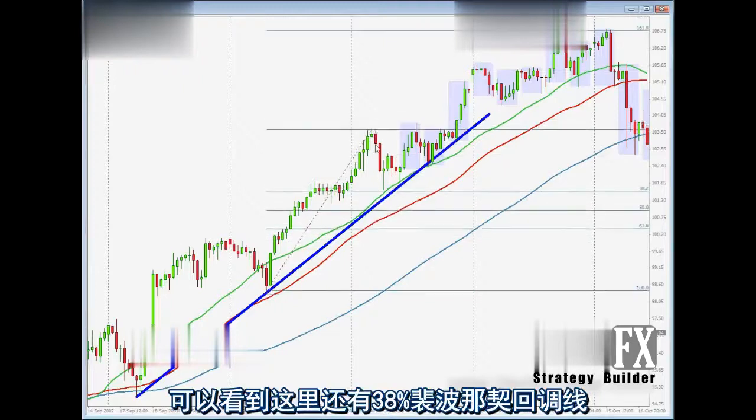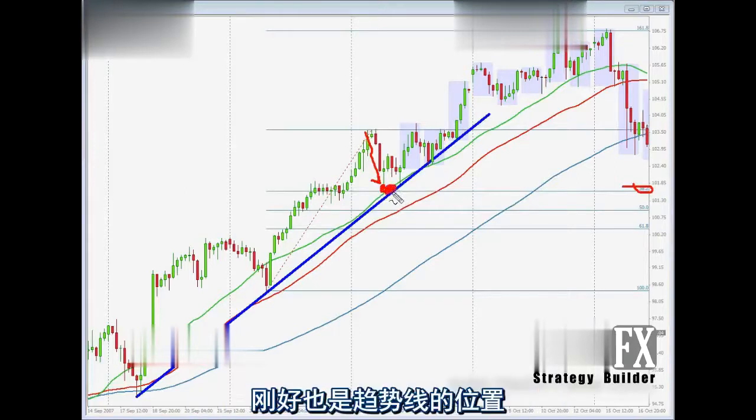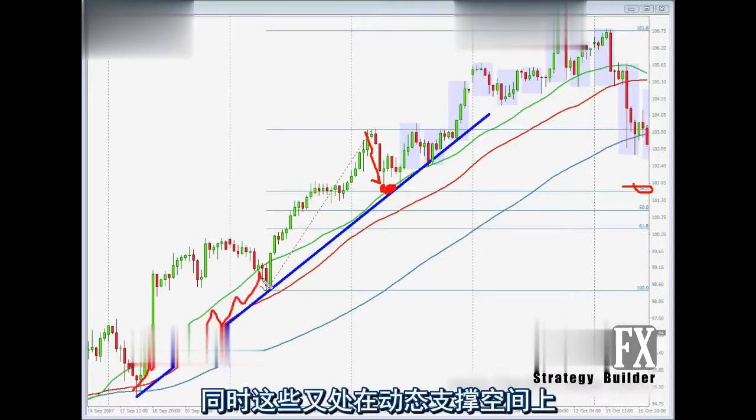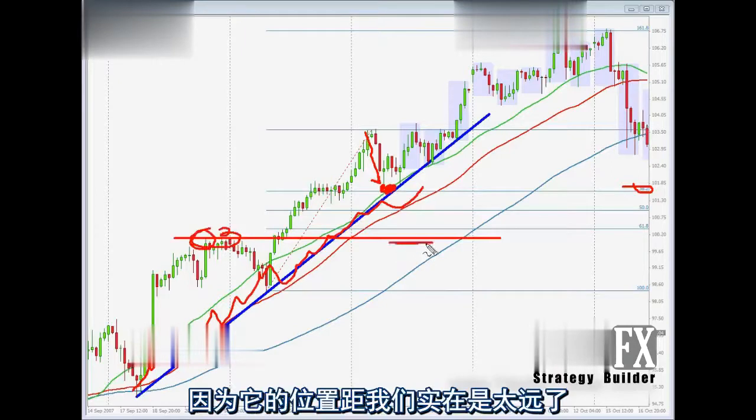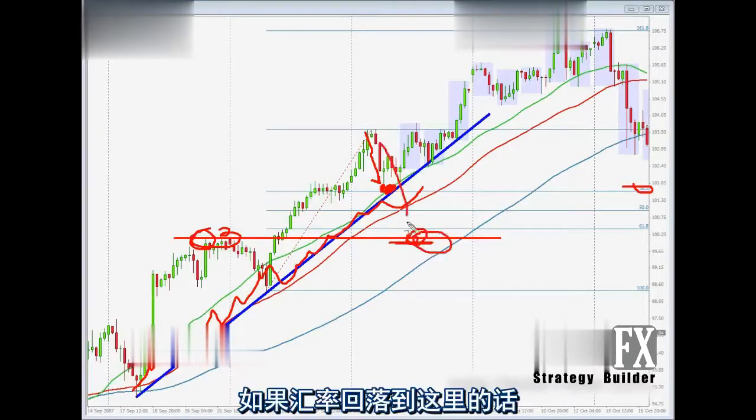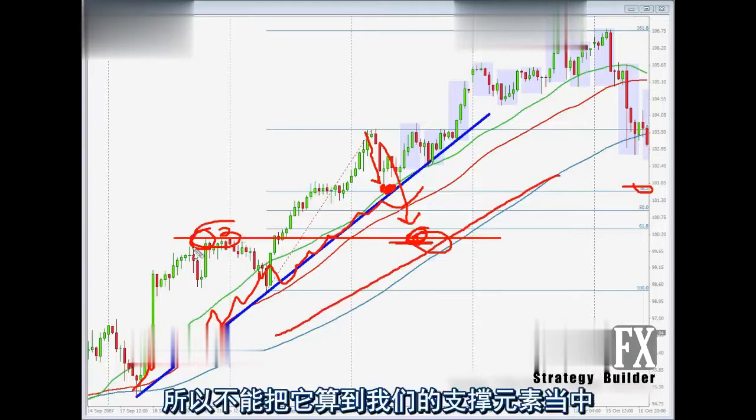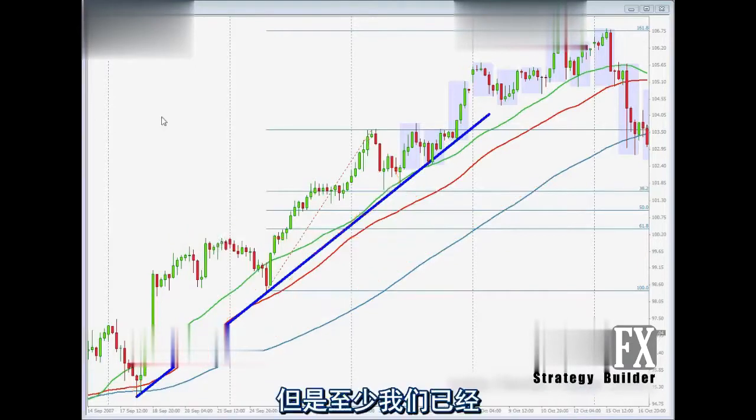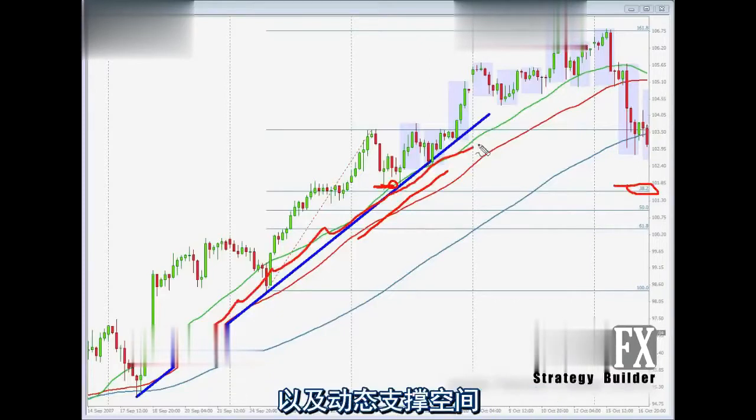Then you have the 38% Fibonacci. As price retraced back, it slapped right to the pip the 38 Fibonacci around with the trend line right there, and all that takes place around the dynamic area of support. We cannot use the previous swing low because it comes way too far down from there, and by that time, if price is to retrace back down to that level, it would have been way too close to the 100 for my taste, so I cannot use that level to add into the confluence. But nonetheless, we do have a trend line, the 38% Fibonacci retracement, and of course, as usual, the dynamic area of support.